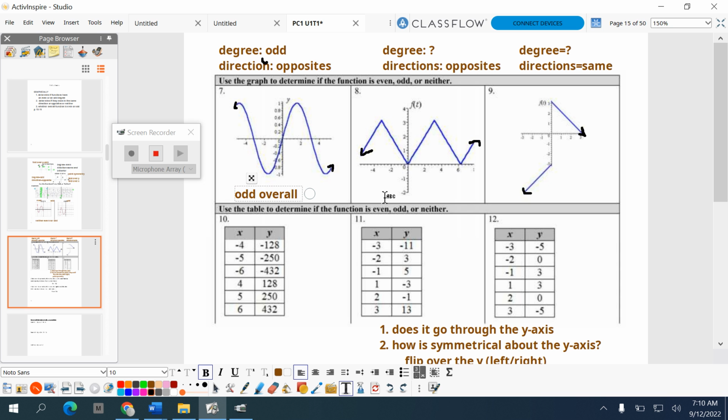All right. Look at number 8. This function has an odd degree, maybe, and it folds over. If I fold this over, right here, this peak will fold over onto this peak. This line will fold over onto this line, and this line will fold over onto this line. And so this is an even function overall.